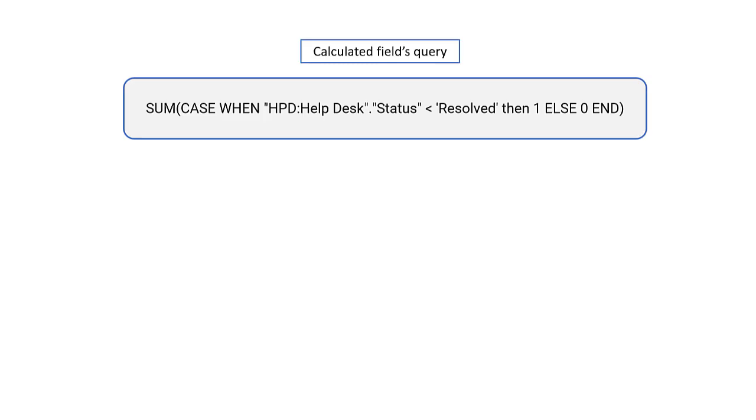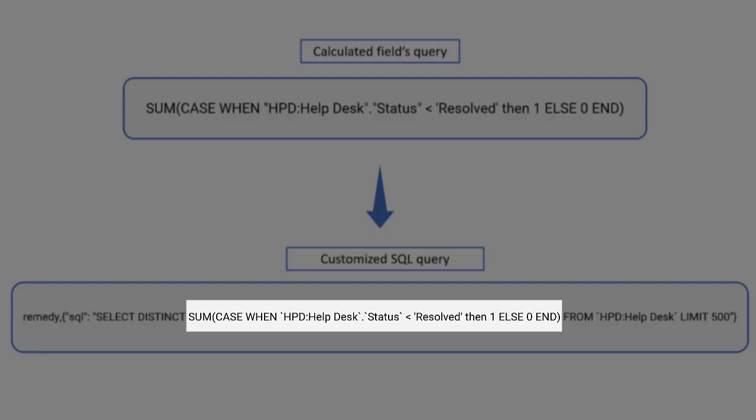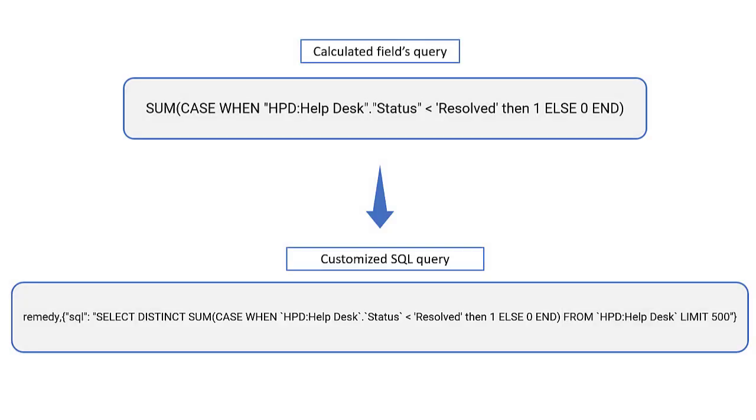Next, let's customize the calculated fields query to create a dashboard filter. This is a quick look at how to customize the query. To create a dashboard filter, wrap the query as shown here. The double quotation marks must be replaced with backticks, sometimes called backquotes, in the query.